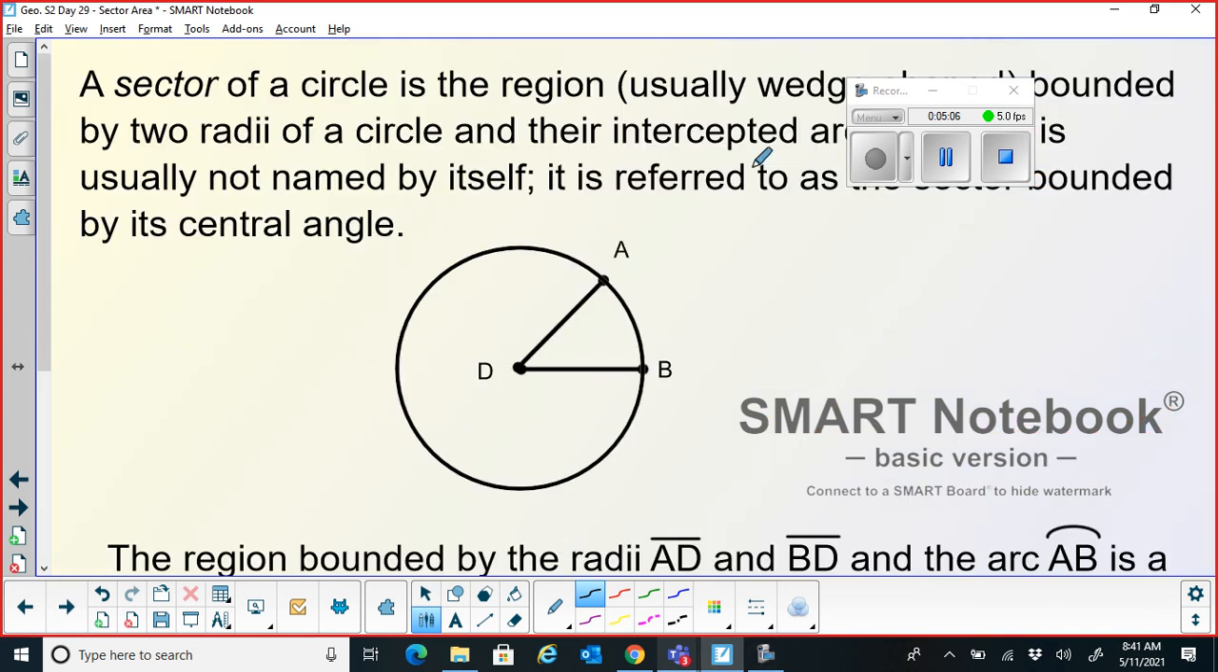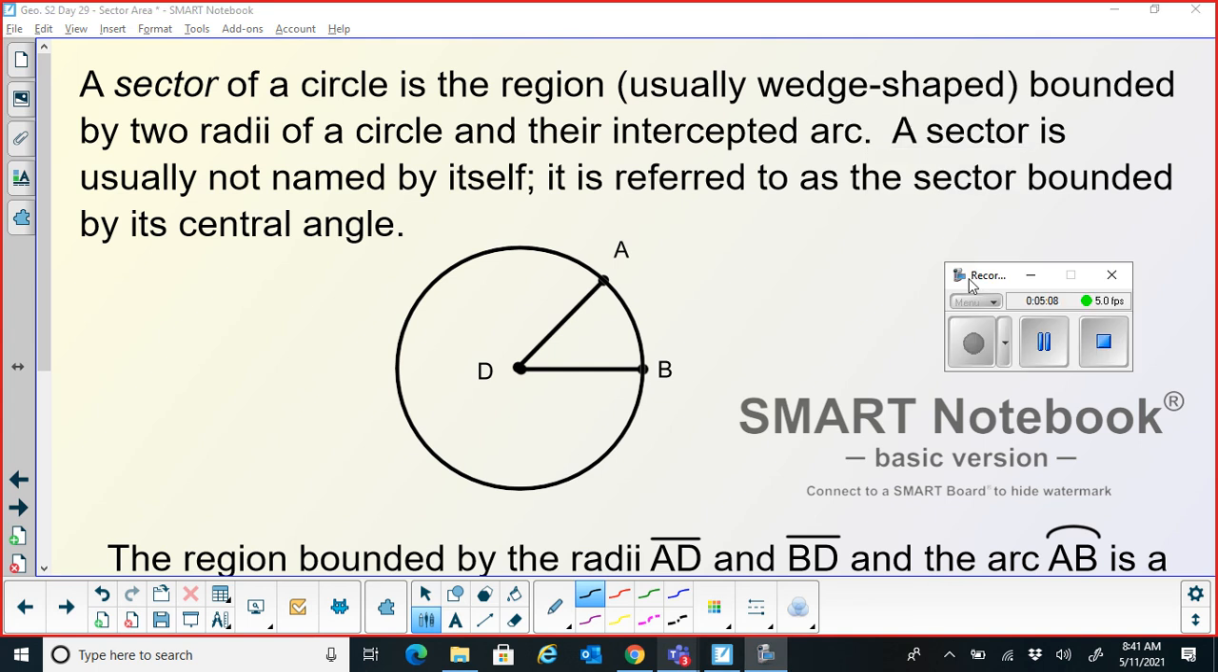Okay, now let's get to the formal definition of this sector. A sector of a circle is a region, usually wedge-shaped, bounded by two radii of circle and their intercepted arc. A sector is usually not named by itself. It is referred to as the sector bounded by the central angle.